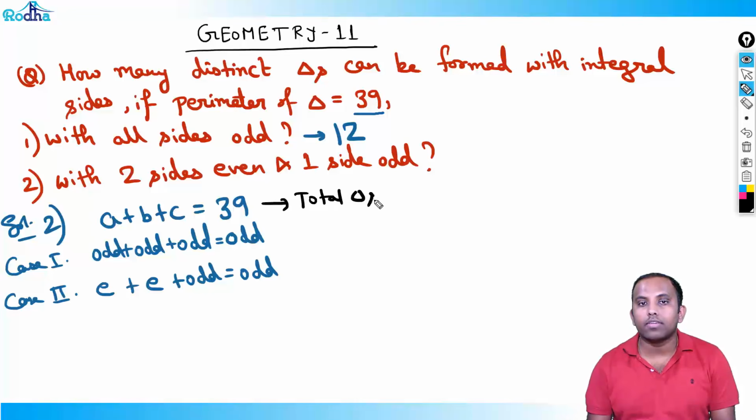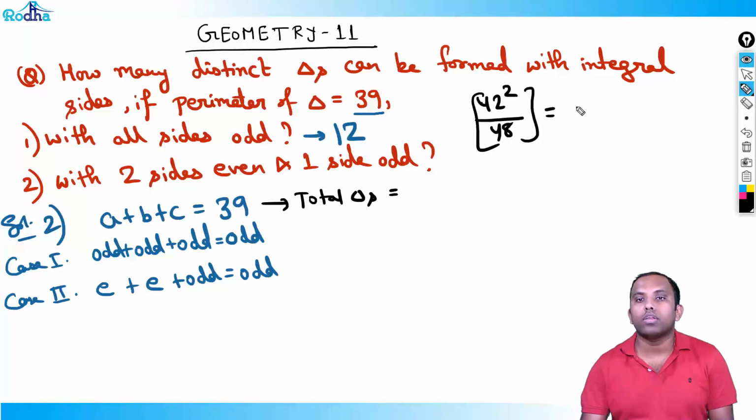Total triangles here is, now what is total triangle? 39 is an odd number, right? So (p plus 3) whole square by 48. So 42 square by 48. This is the total number of triangles, right? What is 42 square? 1764 by 48, in nearest integer function.